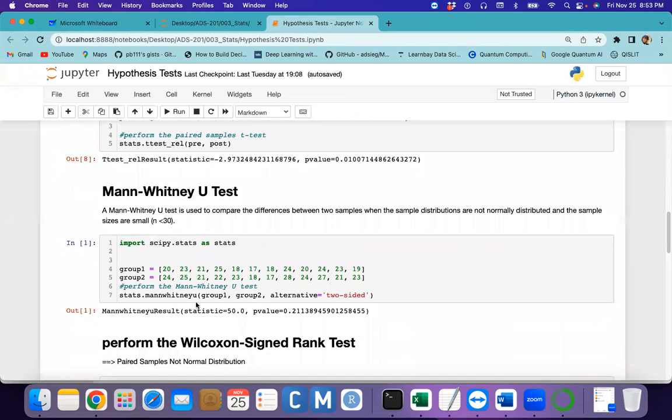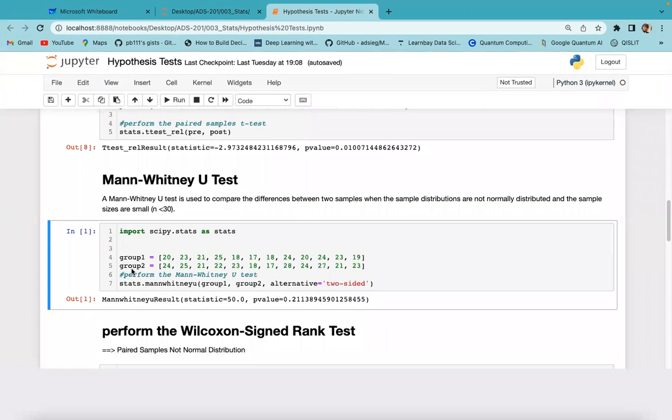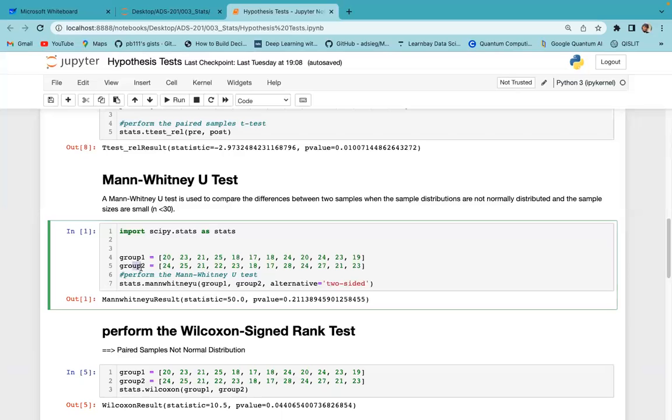Okay, you just observe here. Here we have group 1 and group 2. If you want to perform the Mann-Whitney U test, then we have to import this particular library. Inside this library we have the function mannwhitneyu. Here we provide group 1 and group 2, and the alternative is always two-sided. With this Python code you calculate the p-value.